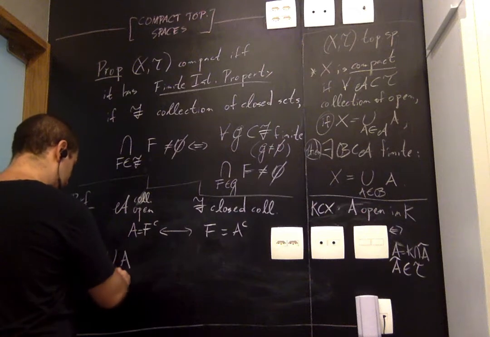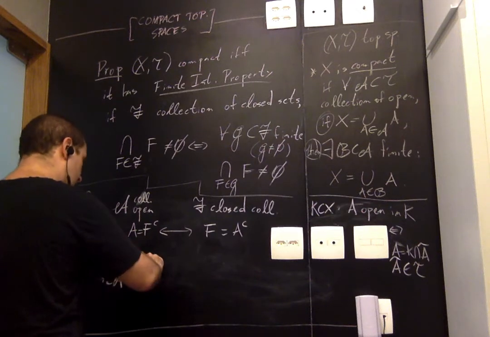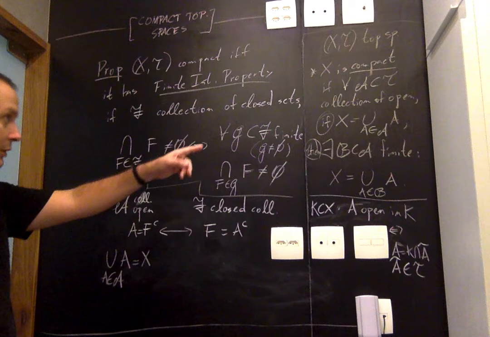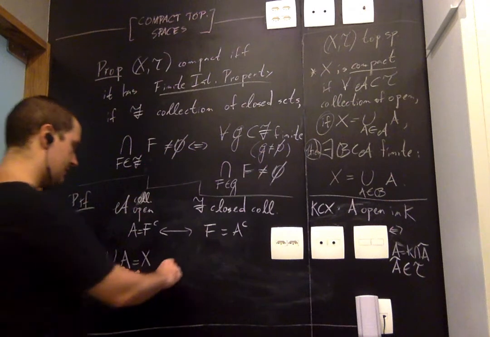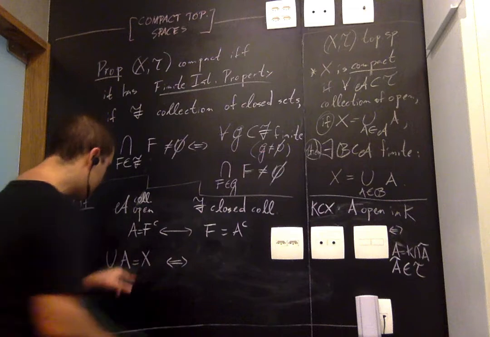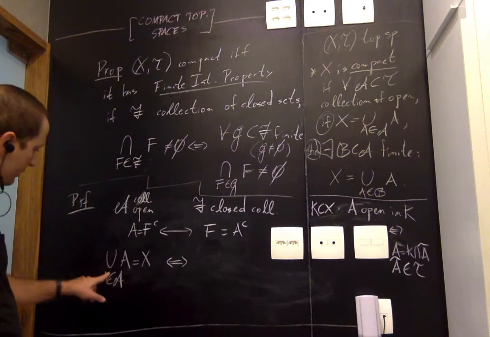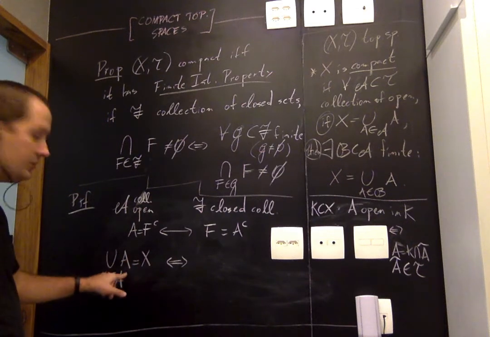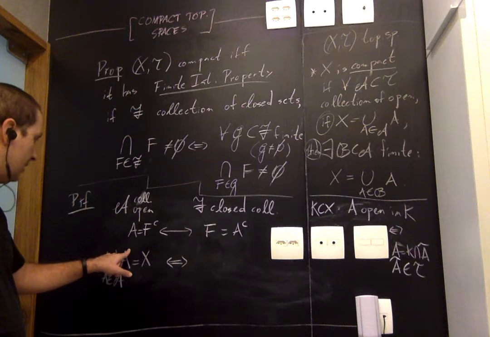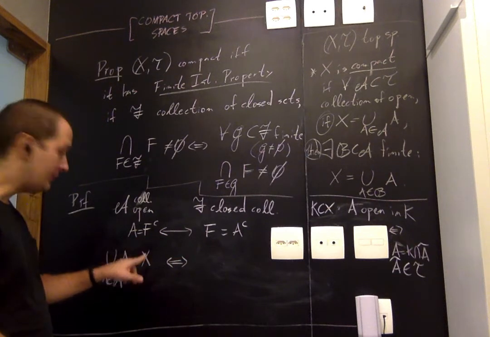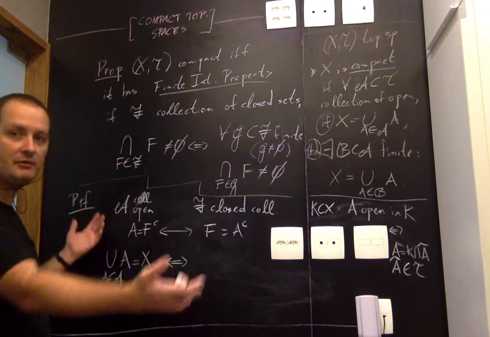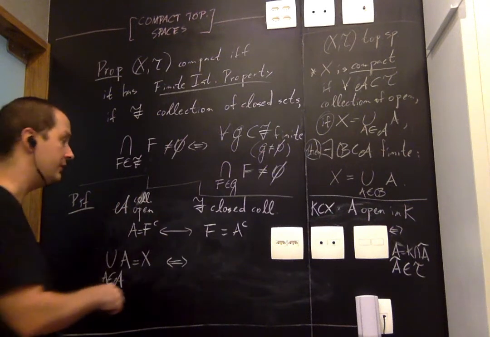If I want the union to cover X, meaning, right, that's a property that defines compactness. If I want the union to cover X, then this is equivalent. Okay, take the complement here, right? So the complement of a union is an intersection, and then you get a complement, which is like F. And what's the complement of X? Well, the complement of X is the empty set, right? X is everything, so the complement of everything is nothing.